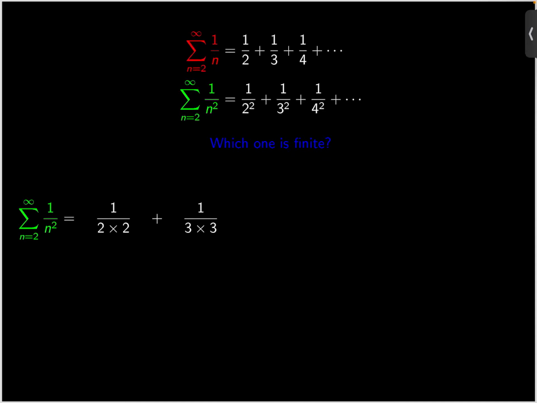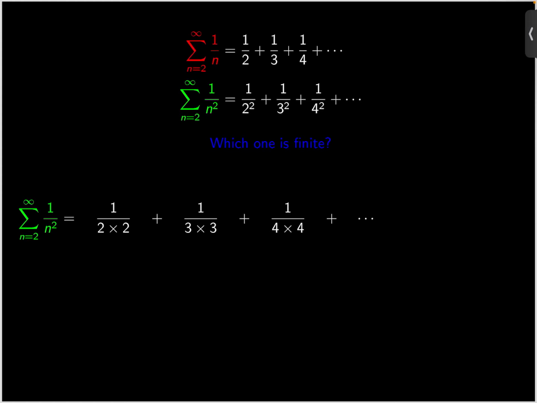Instead of writing 3 squared, we're going to write 3 multiplied by 3, and so on. 1 on 4 times 4, and we continue on in this way. Now, in order to explain why this sum is finite, we need to bound all of these terms from above, and it turns out that a convenient way to do that is as follows.